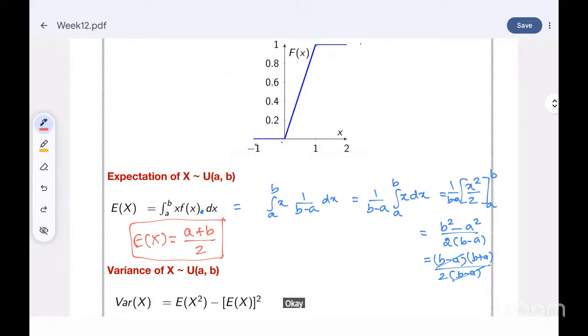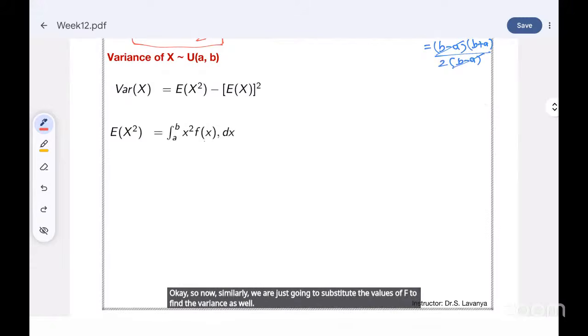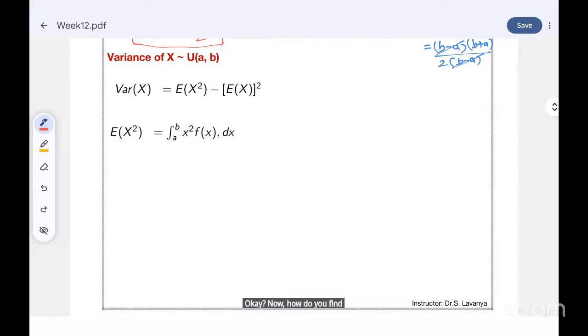Okay, so the expectation part, is it clear for everyone? Yes, ma'am. So moving to the variance part. Now similarly, we are just going to substitute the values of f to find the variance as well. Now how do you find the variance of this one?